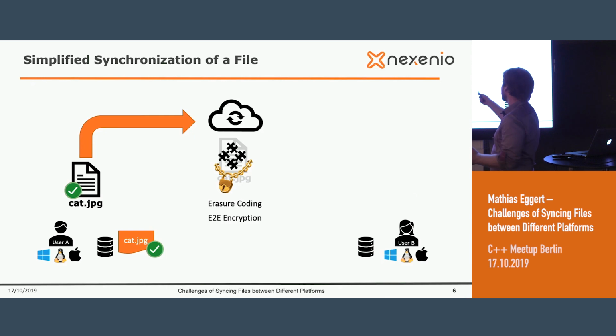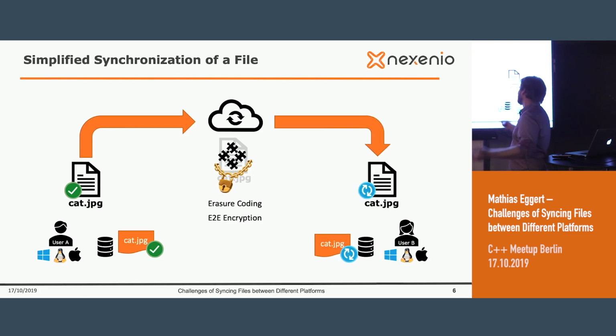Now, user B, after we already uploaded the cat.jpg, gets a notification that something has to be synchronized, and just synchronizes it. It downloads the cat.jpg, decrypts it, and puts it in the right place on the file system, and finally we have shared or synchronized one file between different platforms.